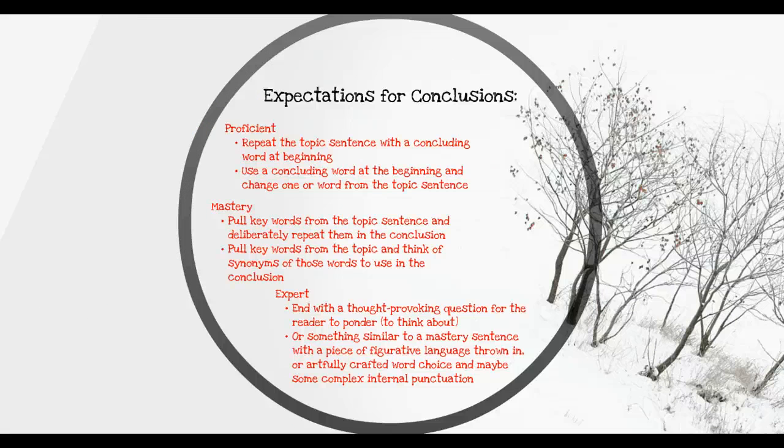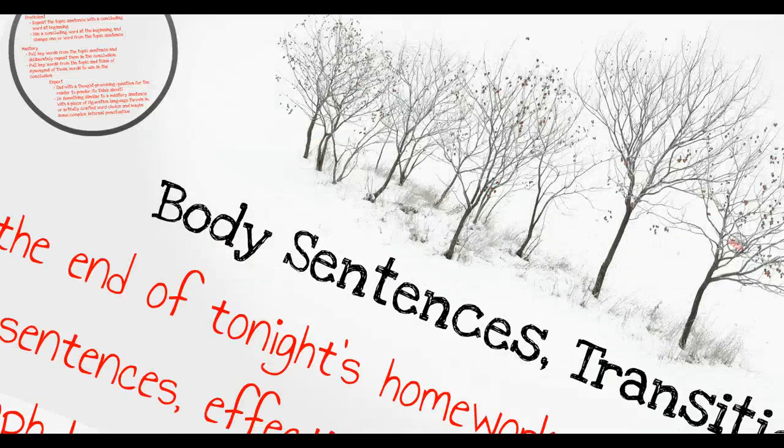As far as expectations, for proficient, maybe you're repeating some of the topic sentence or using a concluding word at the beginning. Mastery, though, you're pulling some keywords from the topic and deliberately repeating them in your conclusion but changing them around, or maybe even finding synonyms so it's not exactly the same. As an expert, maybe you're doing a thought-provoking question for the reader or something similar to the mastery, where you're pulling some key pieces, but maybe you're adding in figurative language or some really great word choice or some great complex internal punctuation. All of those are great expectations for conclusions.